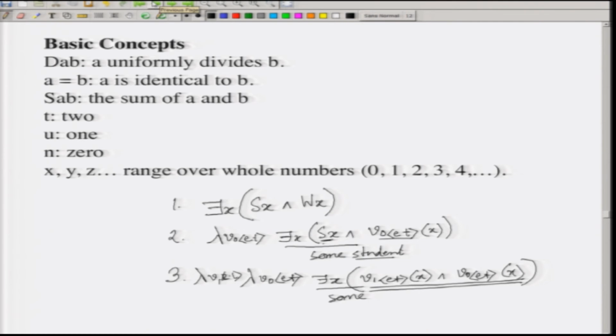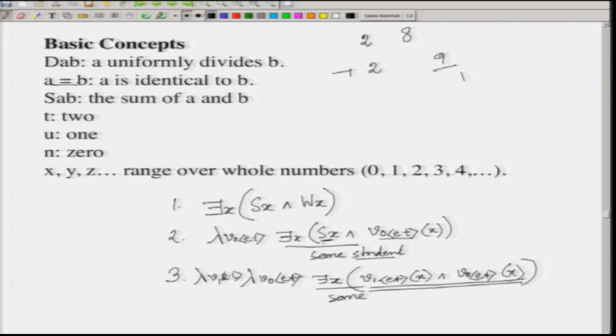What is uniform division? For example, we can say that 2 uniformly divides 8, but 2 does not uniformly divide 9 because 1 is a remainder. So uniform division means there is no remainder. When we say D A B, we mean that A uniformly divides B, and then this is plain and simple identity: A is identical to B, that is A is B, and then we have sum.